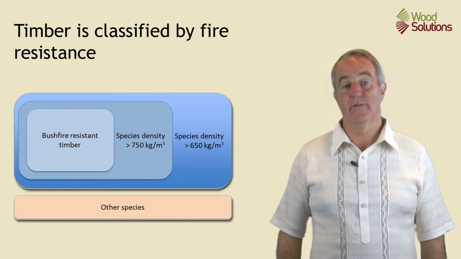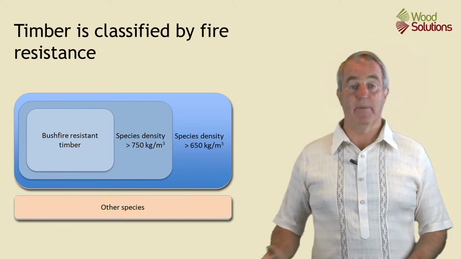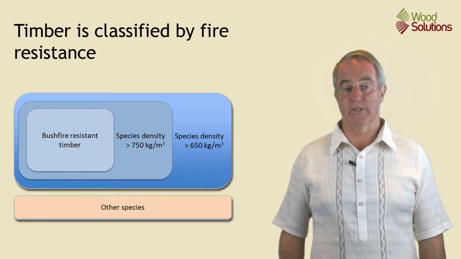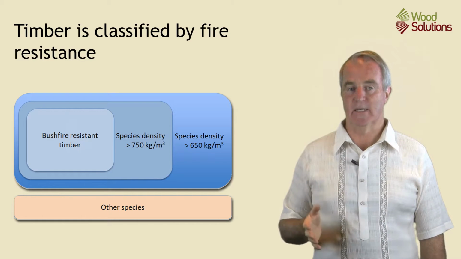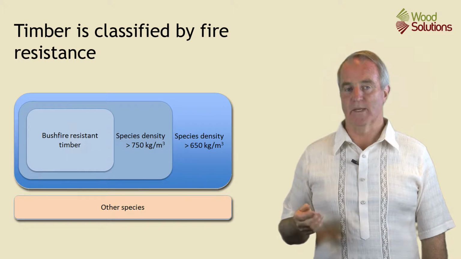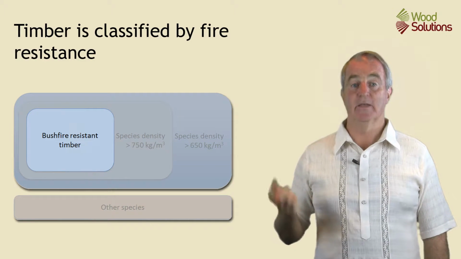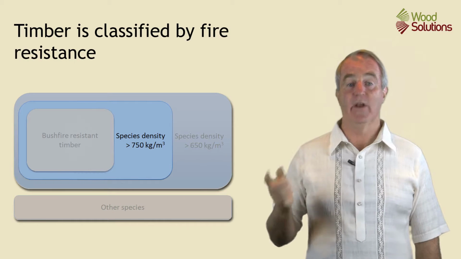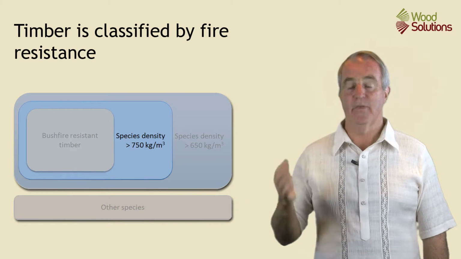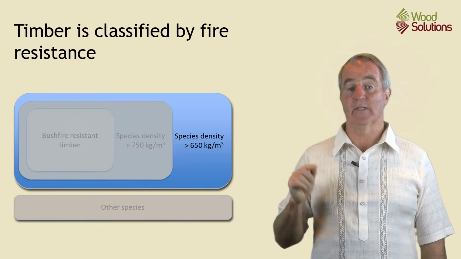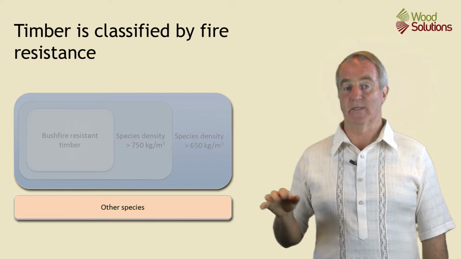Under AS 3959, timber is classified by fire resistance, and its use in particular applications is determined by this classification. The resistance is classified by timber species and it's based on density. There are four basic groupings. The first is bushfire resistant timber. Then, species with a density greater than 750 kilograms per cubic metre at 12% moisture content. The next is species with densities greater than 650 kilograms per cubic metre. And lastly, there is other species.